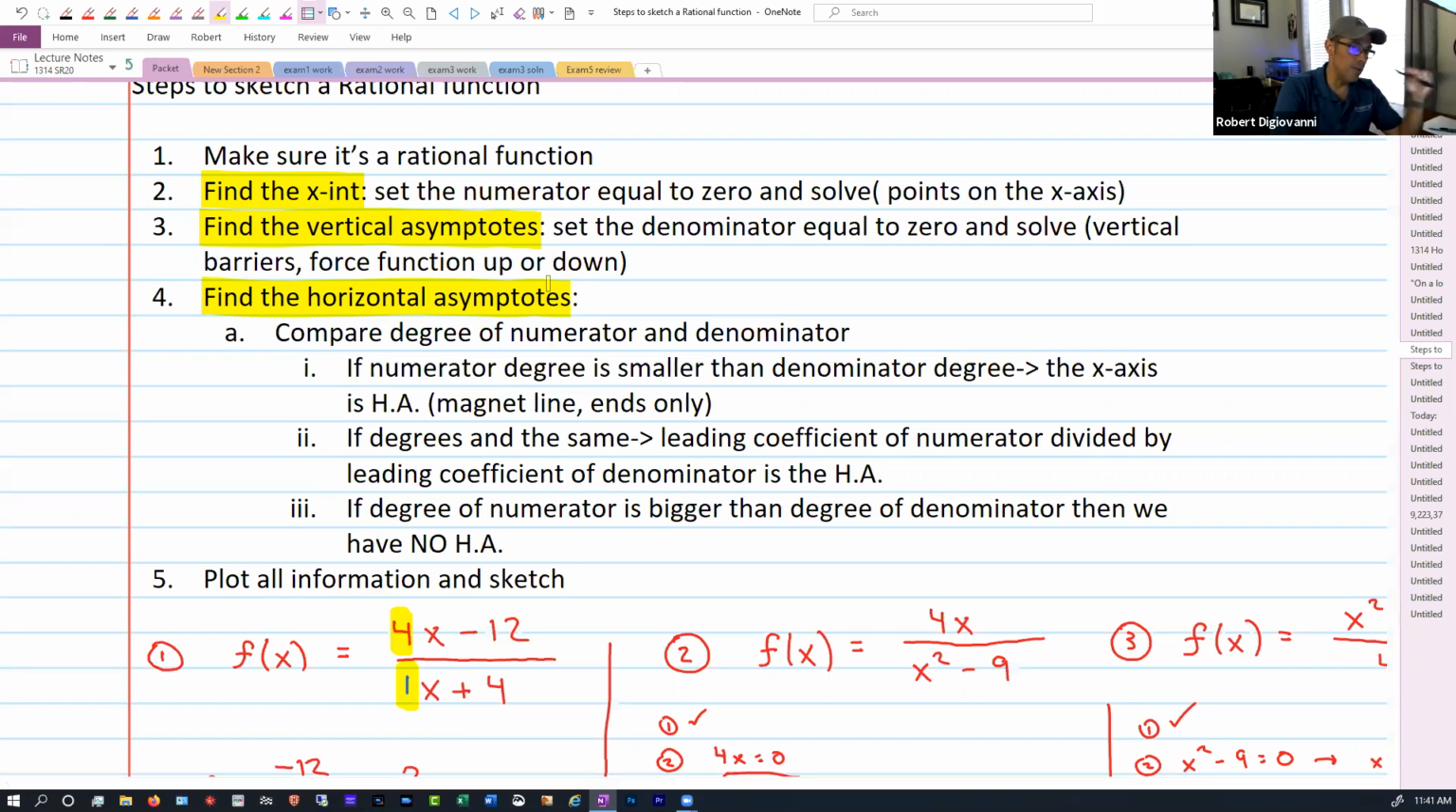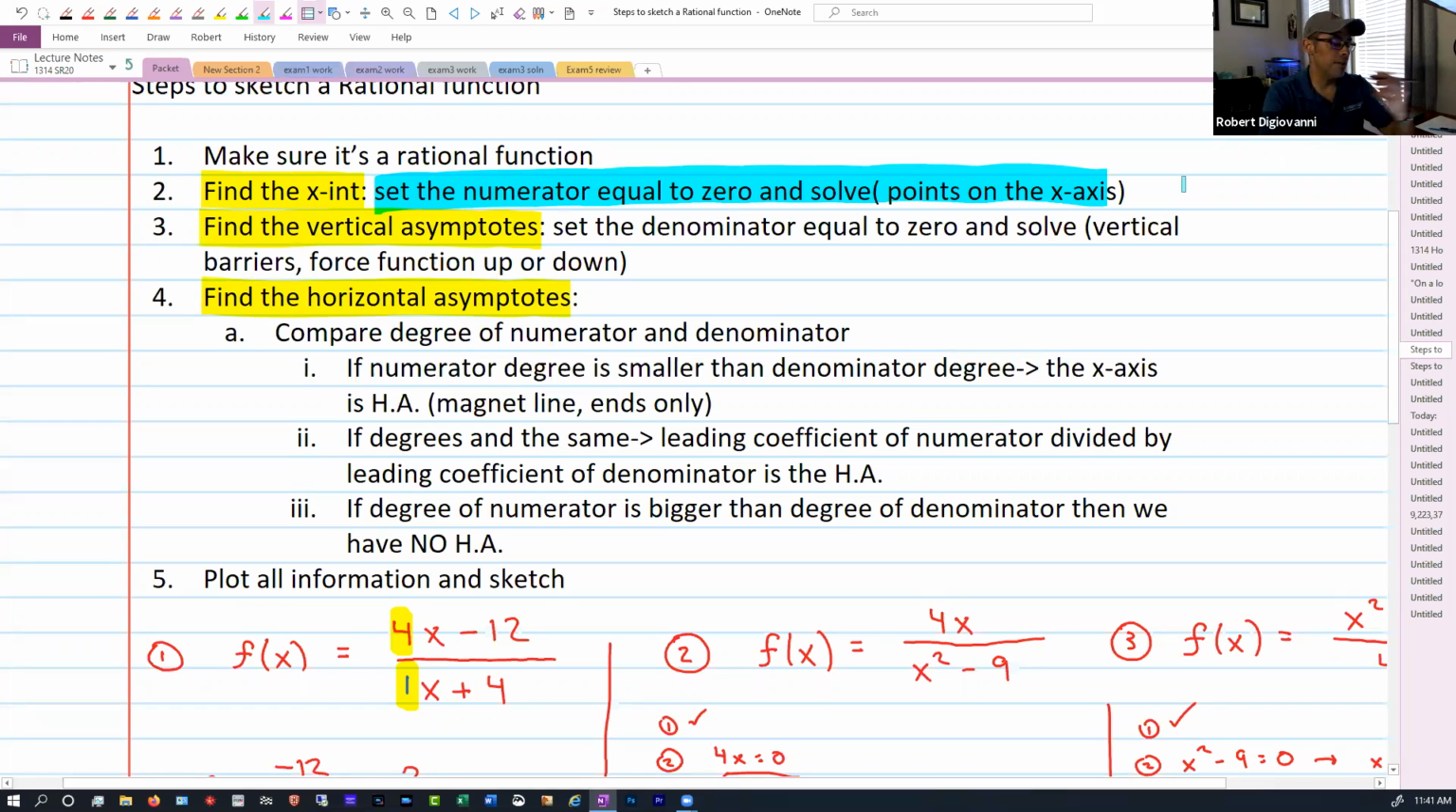I'll give you what you need to do, but you need to know that to find the x-intercepts, you set the numerator equal to 0. You need to know that to find the vertical asymptotes, you have to set the denominator equal to 0. And then you have to know what these 3 cases are. So I'll prompt you as to what you need to do, but you'll need to know how to execute the steps.